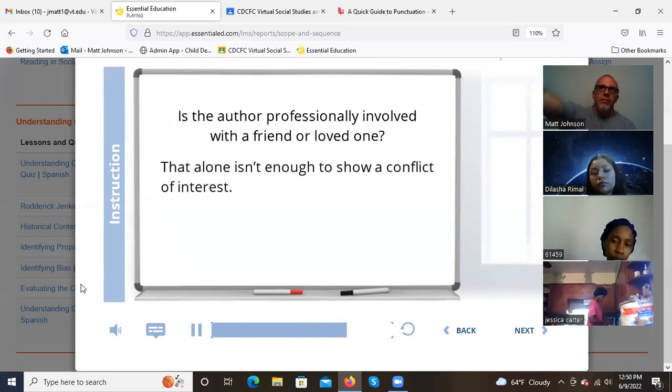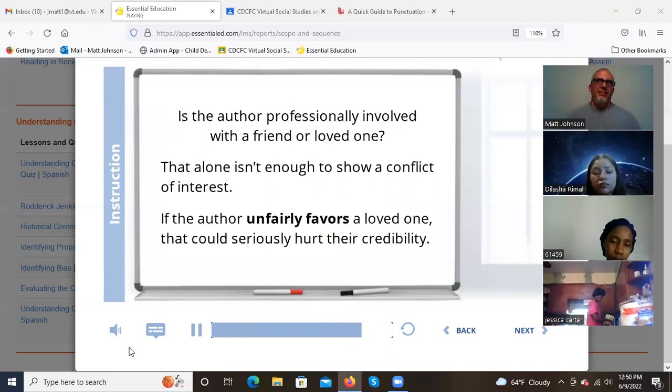Next, ask, is the author professionally involved with a friend or loved one? That alone isn't enough to show a conflict of interest. Many people work with friends or loved ones without it being an issue. If the author unfairly favors a loved one, however, that could seriously hurt their credibility. Would you trust a positive book review written by the husband of the author? Probably not. Even if the book is great, you couldn't trust the author's husband to write a fair review. That would be a conflict of interest.